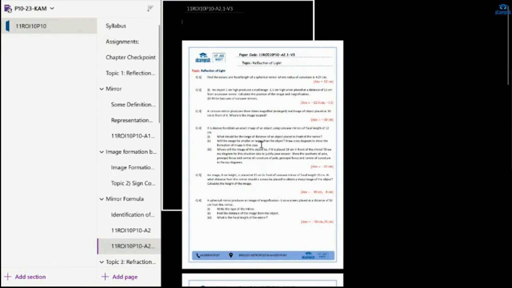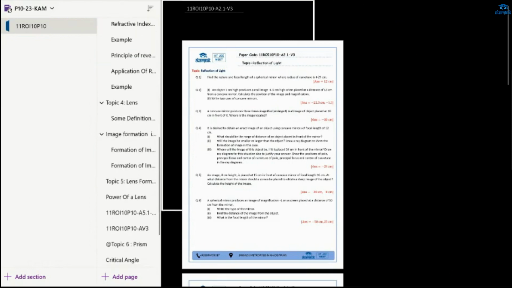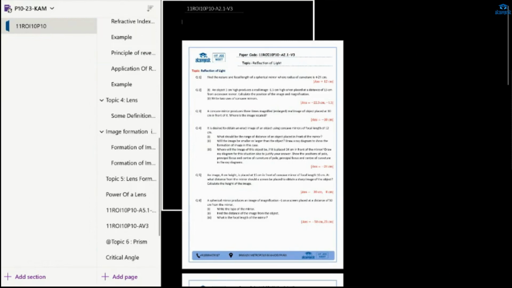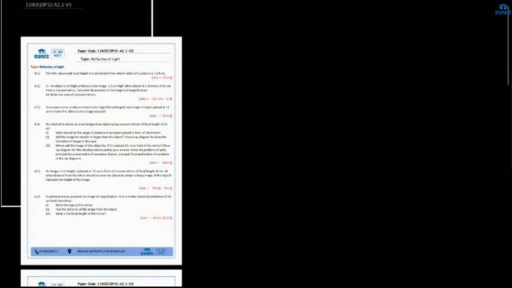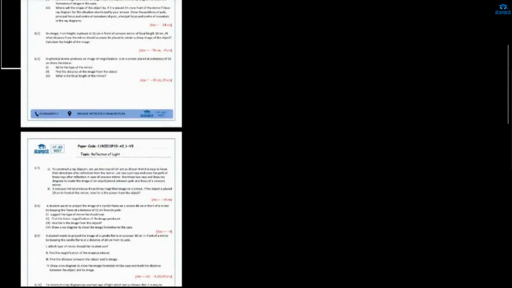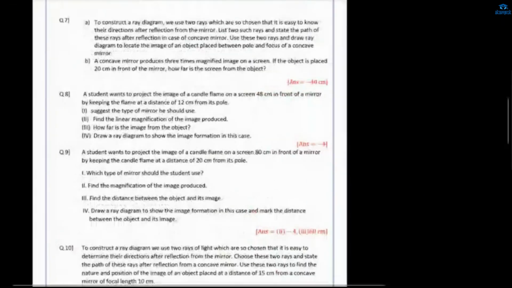We are going to do some of the numerical questions on this chapter. Then next Friday there will be a test of this chapter, because it has been completed. So let's do this question. Which question? Let's do the 8th question.